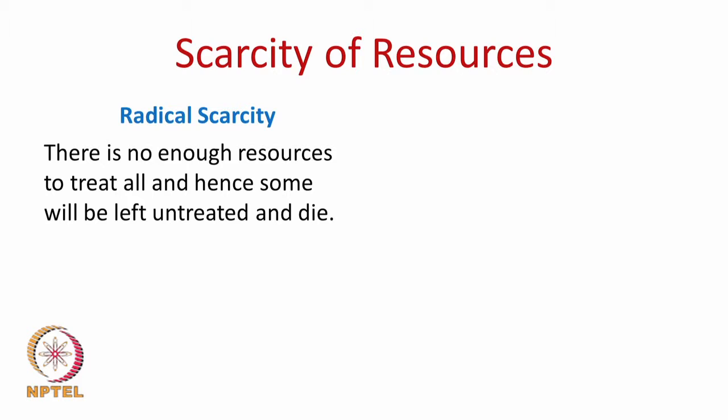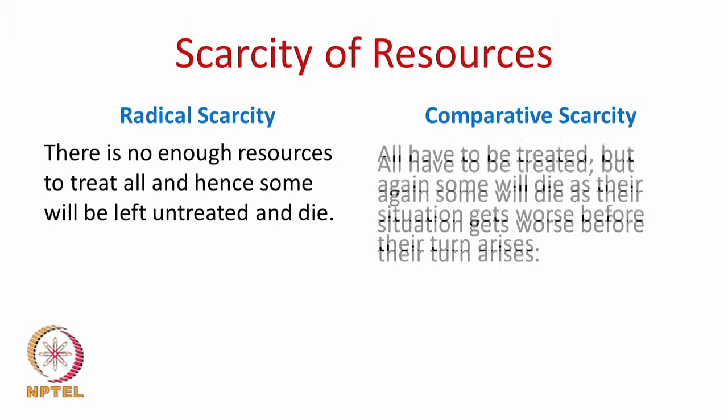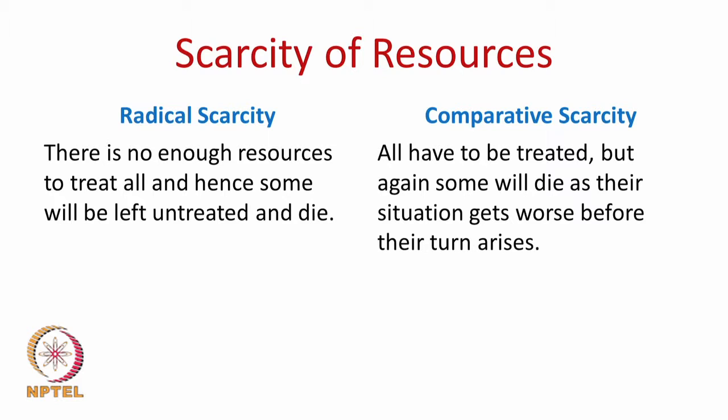Then, on the other hand, there is something called comparative scarcity, where all have to be treated, but again some will die as their situation gets worse before their turn arises. This is again due to a scarcity, because at one particular point of time there are not sufficient resources available to treat everyone. So, naturally some people will be left untreated and die.